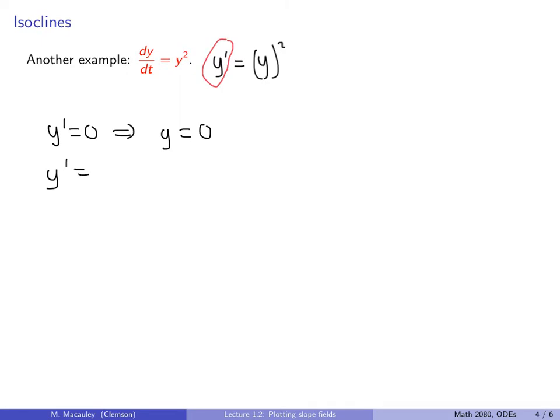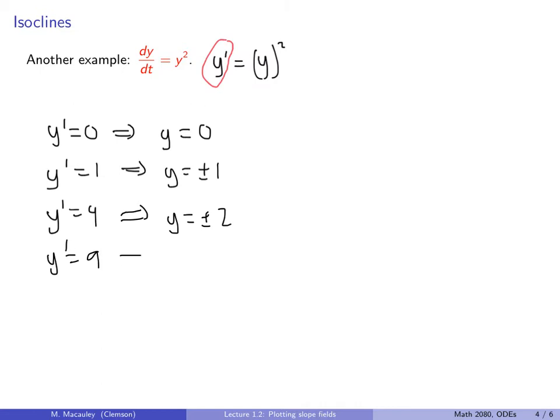When y prime equals 1, then y squared is 1, so we get that y equals plus or minus 1. When y prime equals 4, plugging in 4 over here, we see that y squared equals 4, so we get that y equals plus or minus 2. And you can see the pattern here. When y prime equals 9, then y equals plus or minus 3. And if y prime is negative 1, there's no solution.